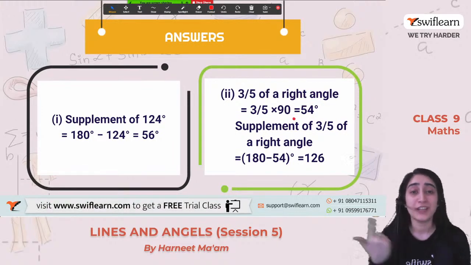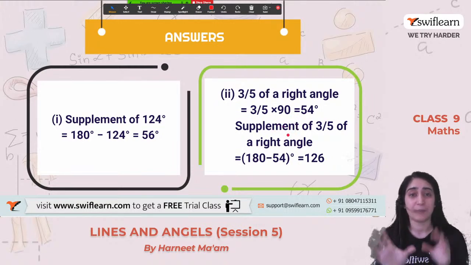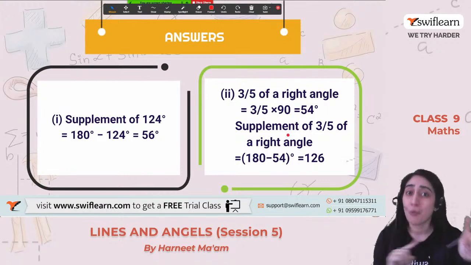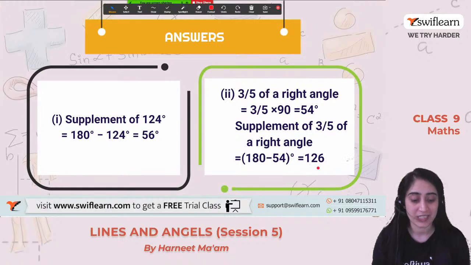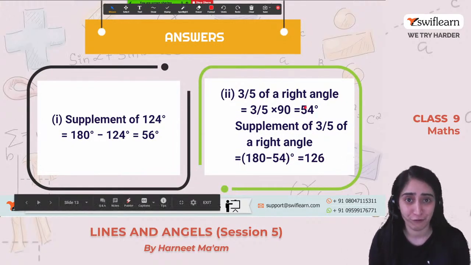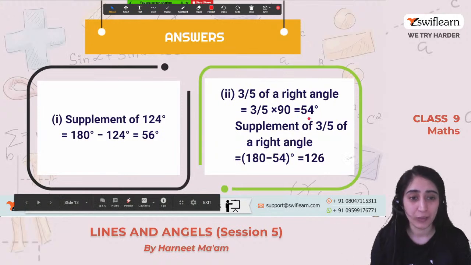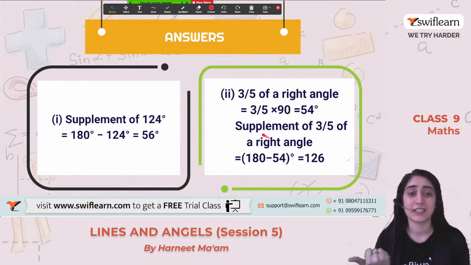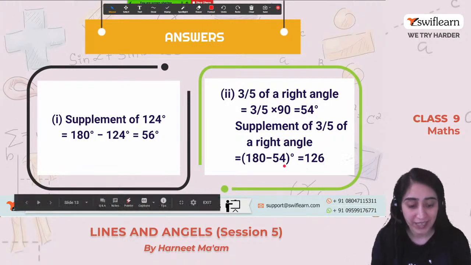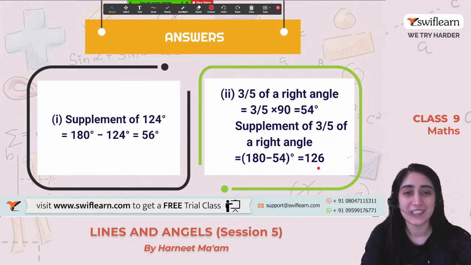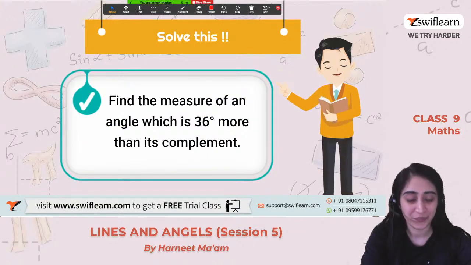Well done. But what exactly was the question asking? It was asking for the supplement. Supplementary angles are those angles whose sum is 180 degrees, right? So from 180 degrees we'll subtract 54. That comes out to be 126. Yes, Disha, you were right halfway. You just gave me the first part. The question wanted the supplement of 3/5 of a right angle. So when we subtract from 180, we get 126. Well done. Great work.